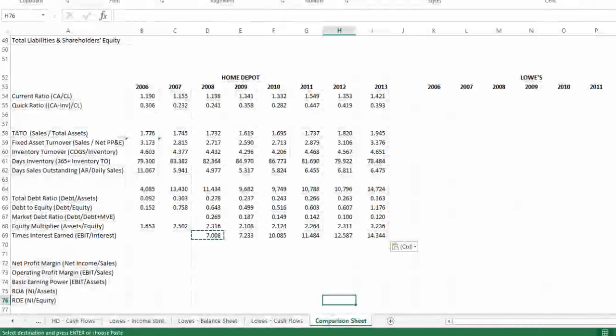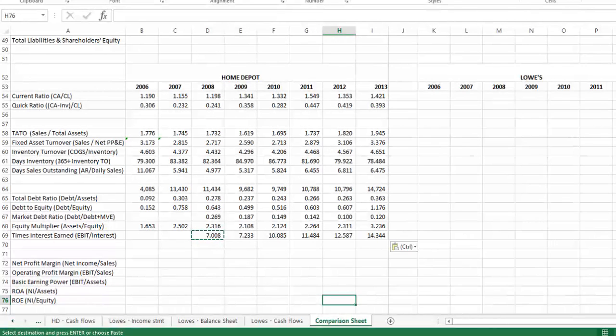We've taken a look at the leverage ratios, done some calculations. We'll swing back in the next video and take a look at profitability ratios.